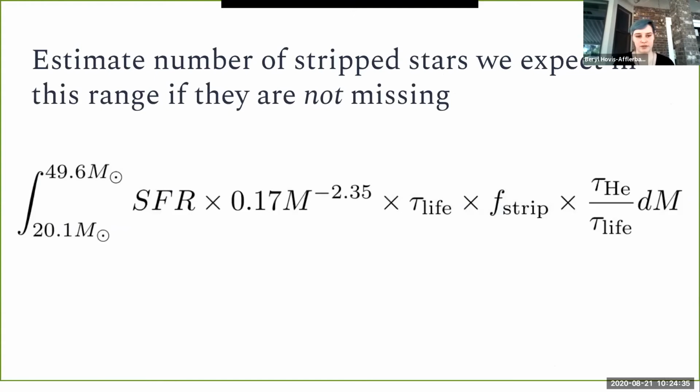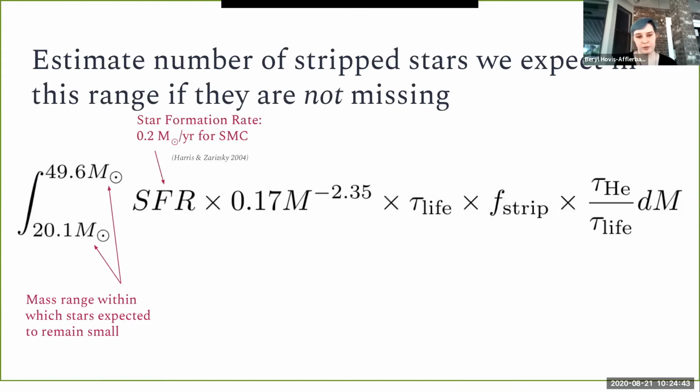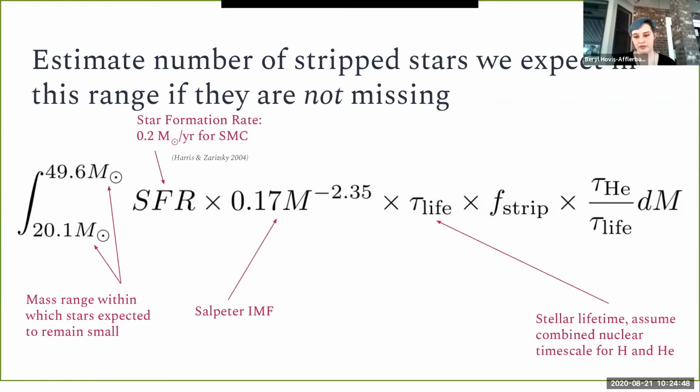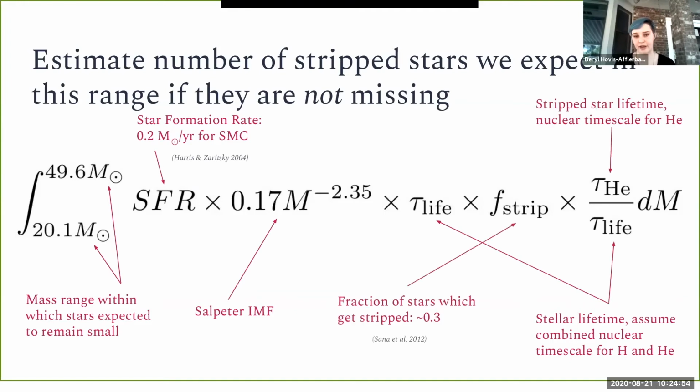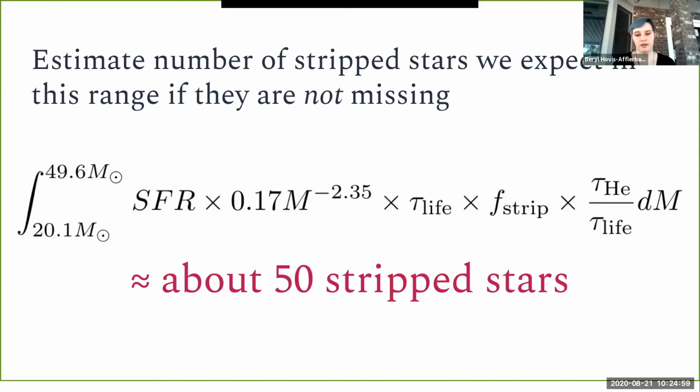So to do this, we solve this equation. We integrate in the mass range within which we expect stars to remain small. We use the star formation rate, initial mass function, the lifetime of a star, the fraction of stars which get stripped, and the fraction of a star's lifetime which it is expected to spend in the helium burning phase. And this tells us that we expect about 50 stripped stars to be in that area of the color magnitude diagram, or to exist if stripped stars are in fact not missing.